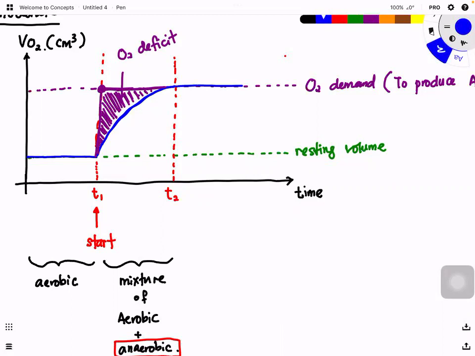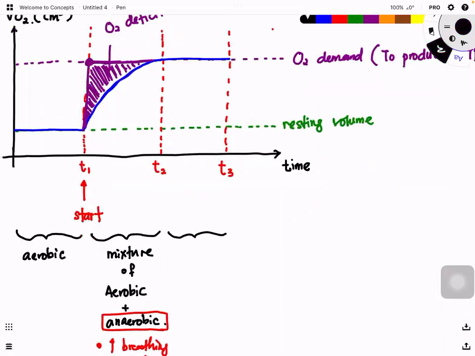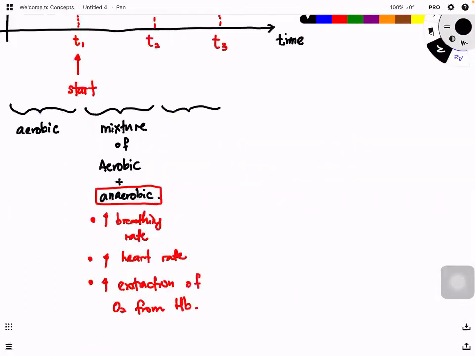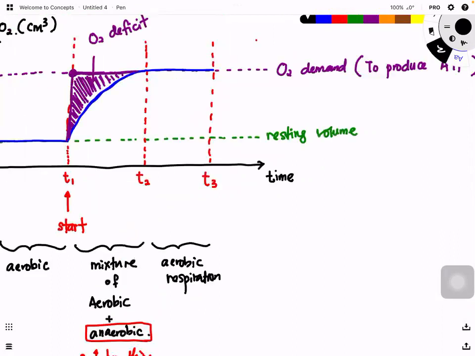And now we come into this T3, time T3. So what happened here, T2 to T3? Can you see that between T2 and T3, you start to work more, right? In this case, your body increases breathing rate, increases the heart rate, increases the extraction of O2 from hemoglobin. So it means that you meet the demands. Once you meet the demand, your body automatically switches to aerobic respiration. Not the mixture. Are you clear? Automatically, it will switch. Okay?